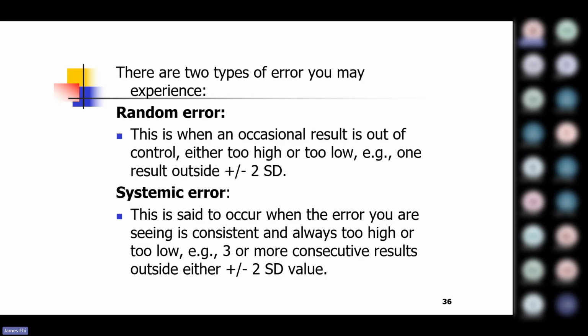Systemic error, on the other hand, is said to occur when you're seeing a consistent result that is always too high or too low, like what you see in your 2-2S. If you continue running, it remains at that level. That has become a systemic error. There is something that has gone wrong in your setup. You need to go back, trace it out, and correct it.